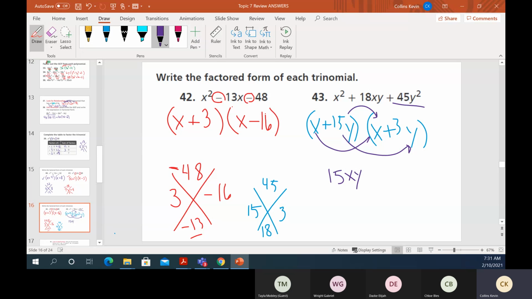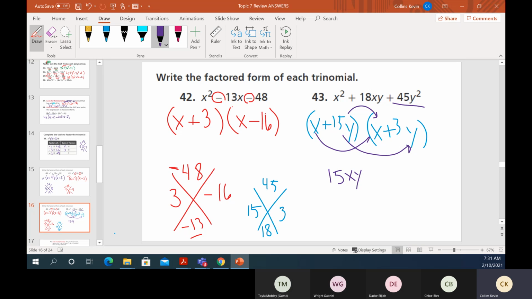And the reason they write it in alphabetic order is the order of multiplication doesn't matter, but if we write it in alphabetic order, we know that the two terms are the same. Because sometimes we get confused. It's like, well, is xy the same as yx? Well, yeah, it is. Okay.